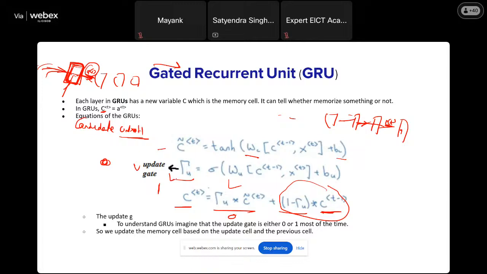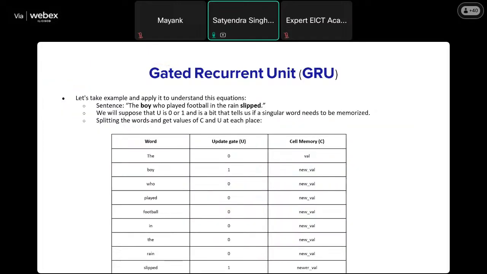So the update gate is controlling whether information is to be updated or not. This update gate is either 0 or 1 most of the time. So we update the memory cell based on the update cell and the previous cell. For example, let's say a sentence is there: the boy who played football in the rain slipped. So the slipped is basically relevant to boy, not to who and played.